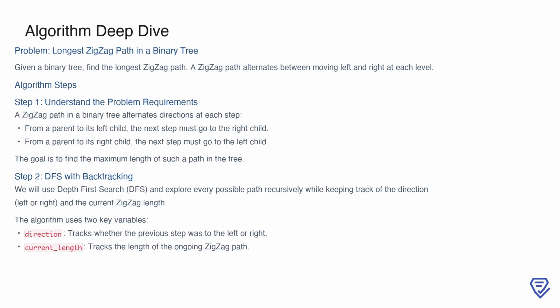To solve this, we use a depth-first search, or DFS, approach combined with backtracking. The key idea is to traverse the tree recursively while keeping track of two important variables: the direction of the previous step and the current length of the zigzag path. These variables help us explore and validate potential paths as we navigate the tree. The ultimate goal is to determine the maximum length of any valid zigzag path in the tree, starting from any node. This sets up the foundation for our algorithm.